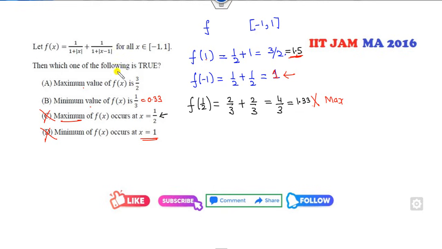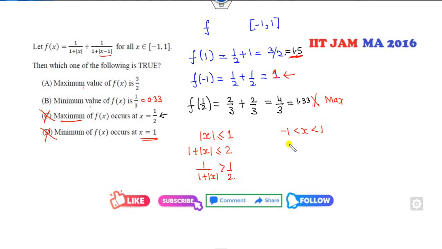So how can you find that? Very simple again. You can see from this case mod of x is less than or equal to 1. So what is 1 plus mod x? It is less than or equal to 2. So 1/(1 plus mod x) is greater than or equal to half. Is it fine?